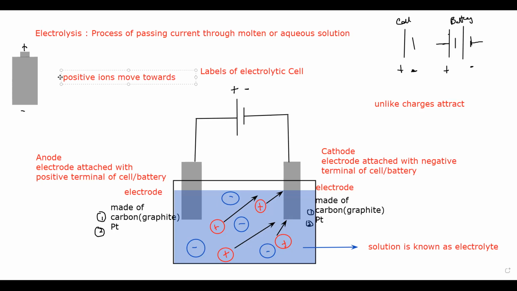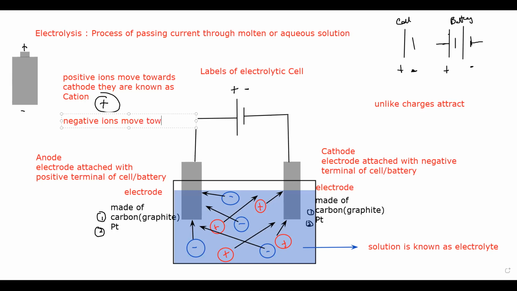As the positive ions move towards the cathode, they are known as cations. This is the name given to the positive ions. And what happens to the negative ions? They are attracted towards the positive plate, which is the anode. They will move towards the anode, and they are known as anions. So negative ions are known as anions and positive ions are known as cations.